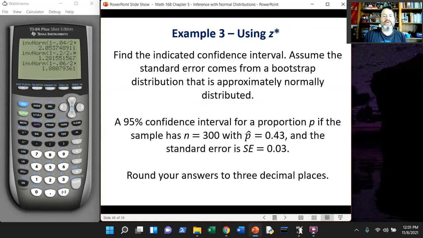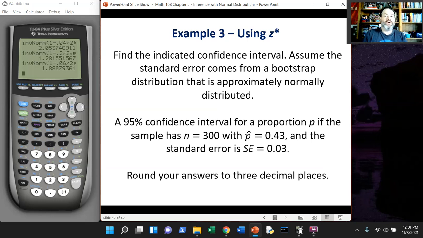Assume the standard error comes from a bootstrap distribution that is approximately normally distributed. So if we needed to, we could go into StatKey and build a bootstrap distribution and then take the standard error from that. But these problems are all designed in such a way that the standard error will just be given to you. So we're going to find a 95% confidence interval for a proportion p if the sample has n equals 300, p hat 0.43, and the standard error is 0.03.